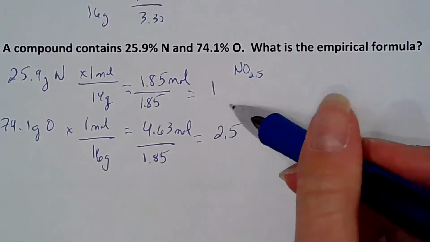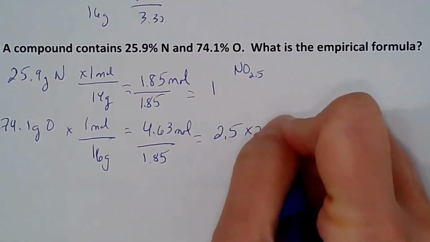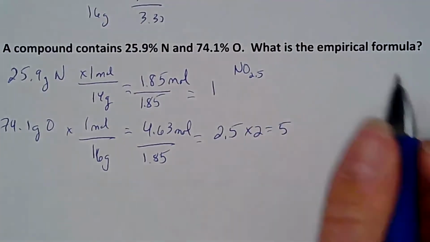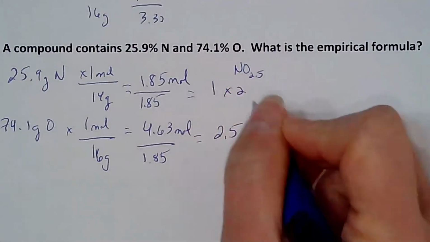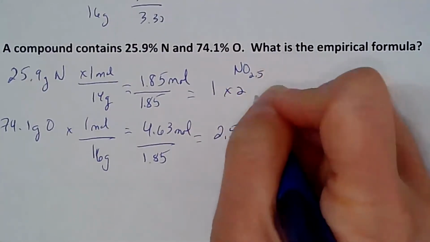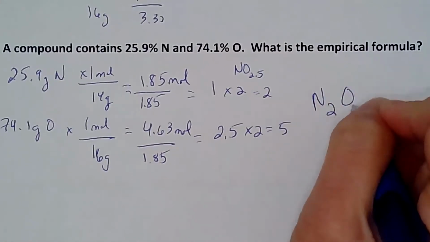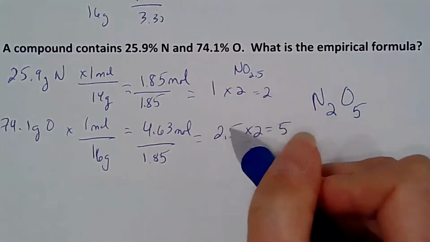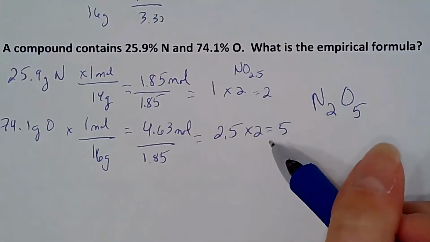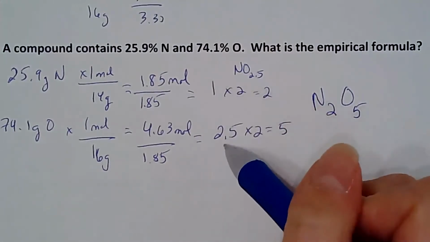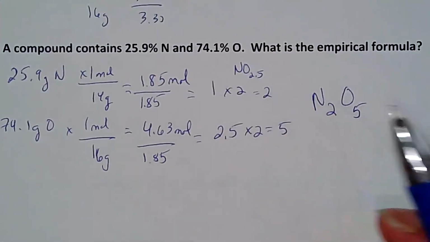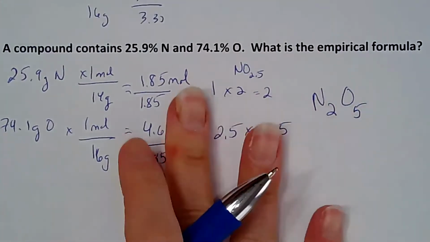If I multiply 2.5 times 2, that gets me to 5. But please note that whatever you do to this, you have to do to the other one as well. So my final formula is N2O5. If you have something like that, you multiply by a number to get whole numbers. Most of the numbers I'm going to give you will come out to be whole numbers, but if you have something like that, you might want to use this.